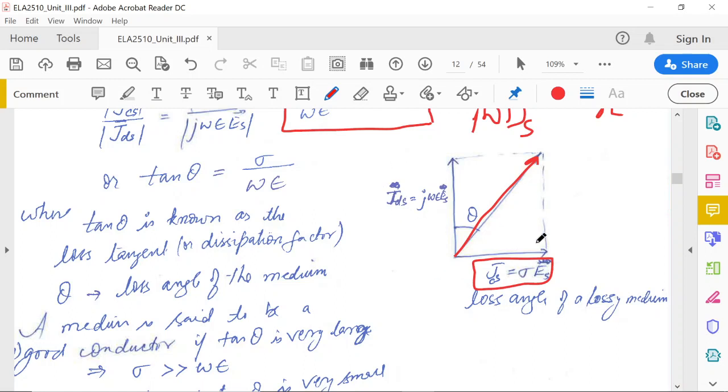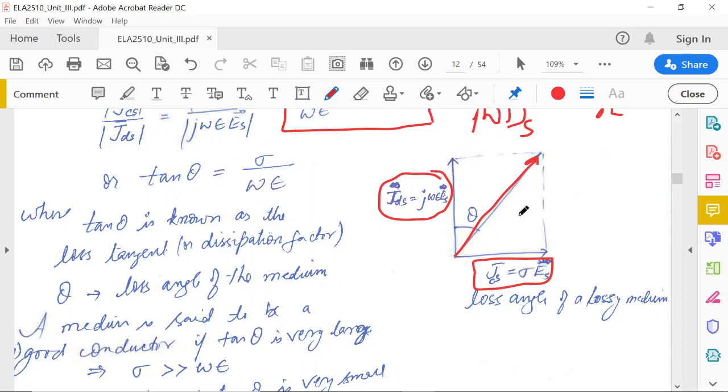So it is more towards the conductivity. It has a high conductivity. It is toward the conductor. If this resultant is inclined towards this vector, that is towards the displacement current density, it means this is dominating over the conduction current density, and this medium will be acting as a dielectric rather than the conductor. It will be acting as a good dielectric.